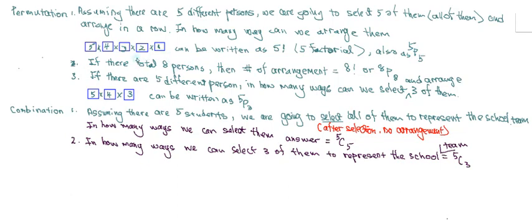Now, point number 2, let's say there are a total of 8 different persons. Then the number of arrangements will be 8 factorial or 8P8.